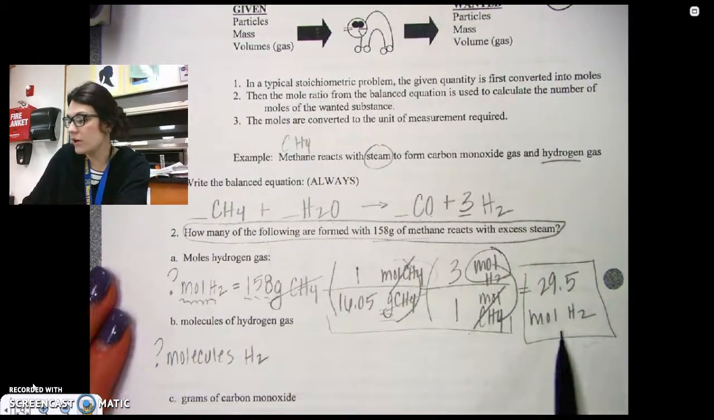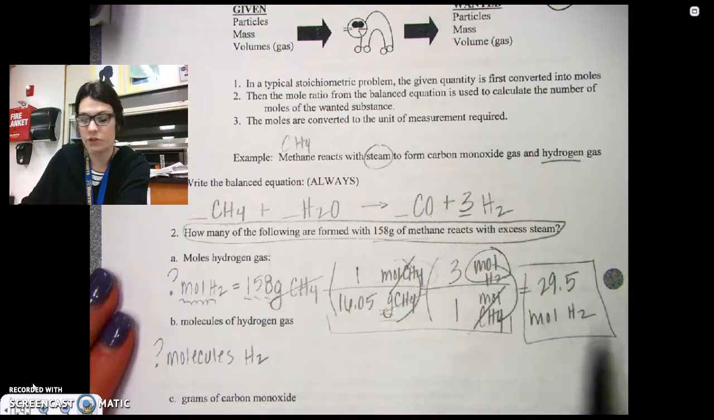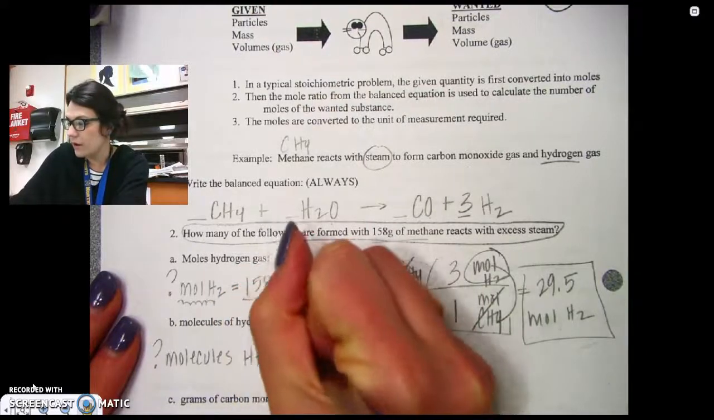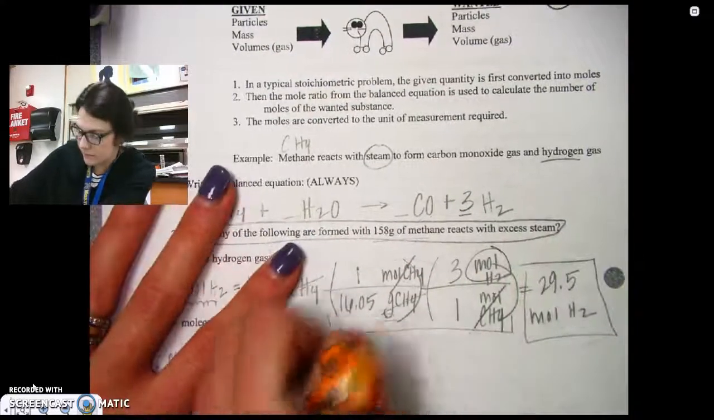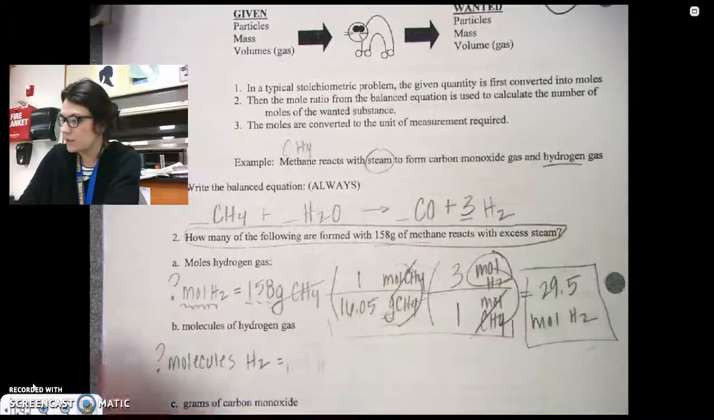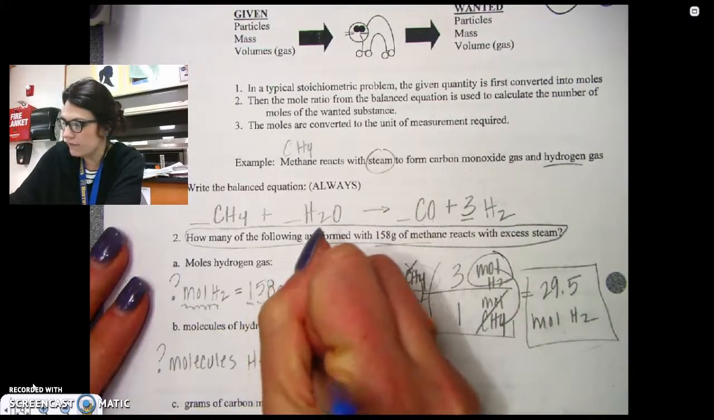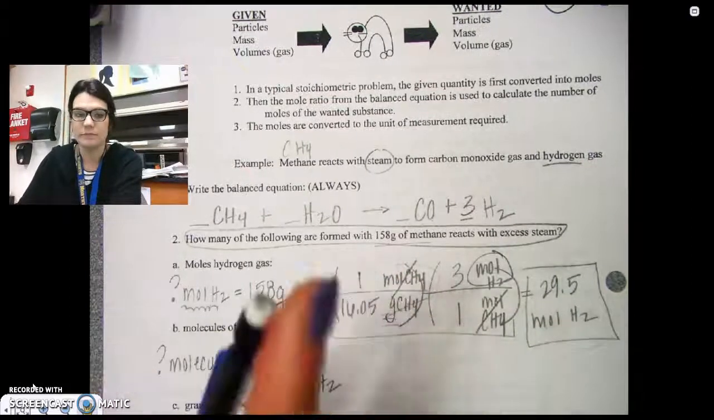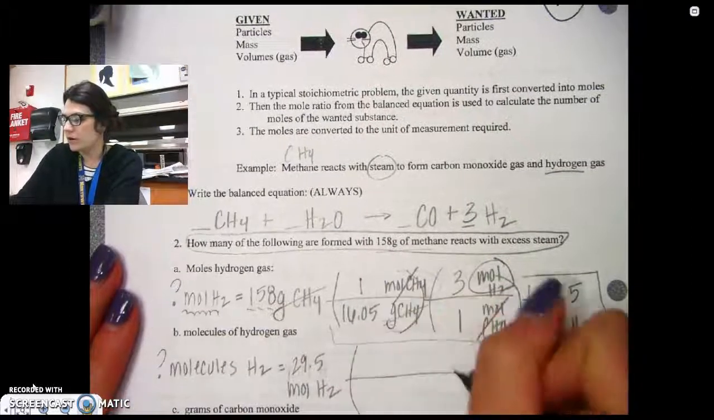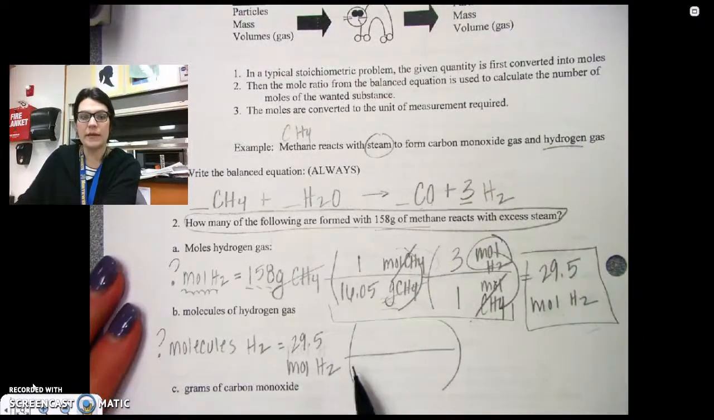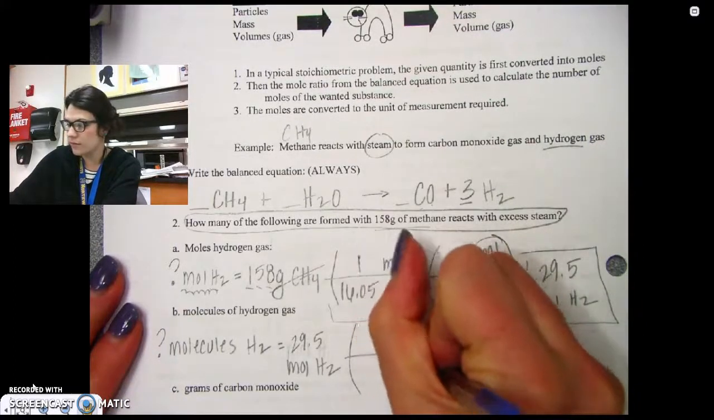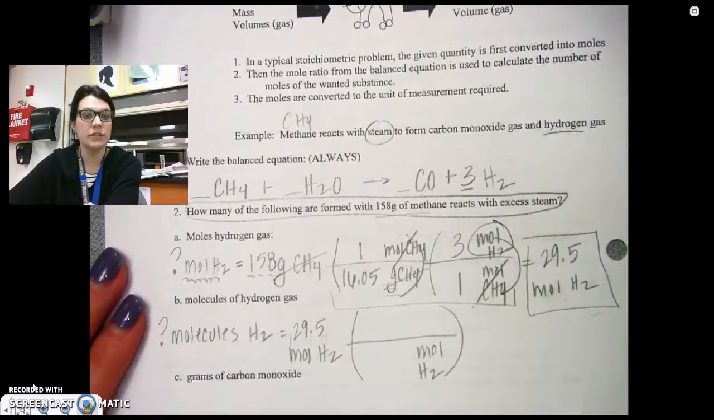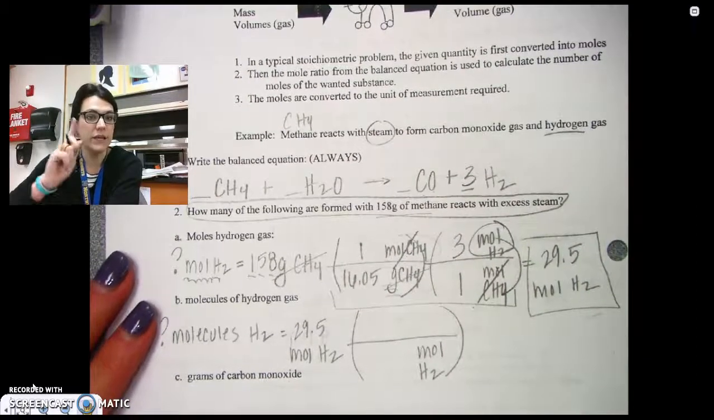Now I've already solved for moles of H2, so I can say it is equal to, I'm sorry, I need the number, I don't have the number, it is equal to 29.5 moles of H2. Okay? So I'm going to set up a conversion. This time I'm canceling moles of H2, so that's going to go on the bottom. And I want molecules. Do I have a direct relationship between mole and molecule? And the answer is yes.